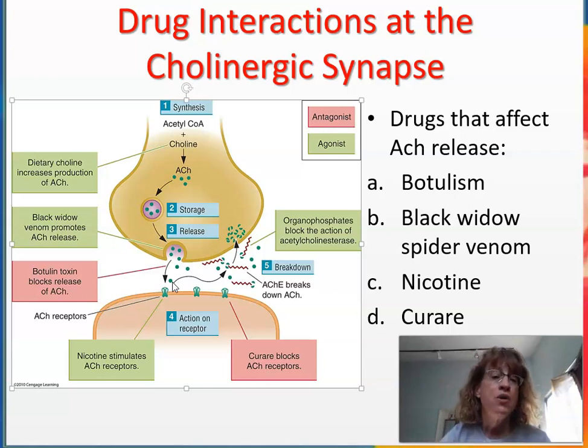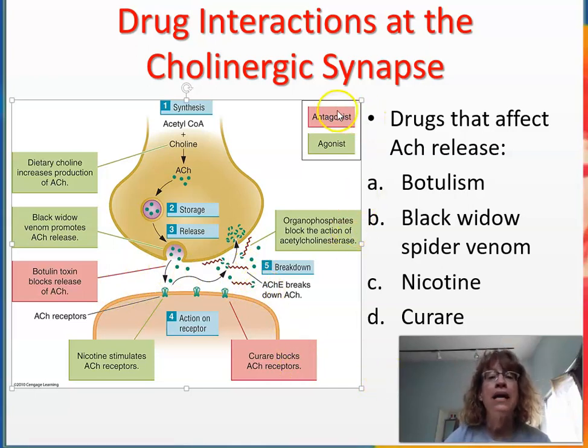So then you have nicotine. It stimulates the acetylcholine receptors. It's a stimulant. So again, it's an agonist. Now, another way you can create more acetylcholine is to block the action of the enzymes that break it down. So it creates more acetylcholine in the synaptic gap. So how are we doing here?